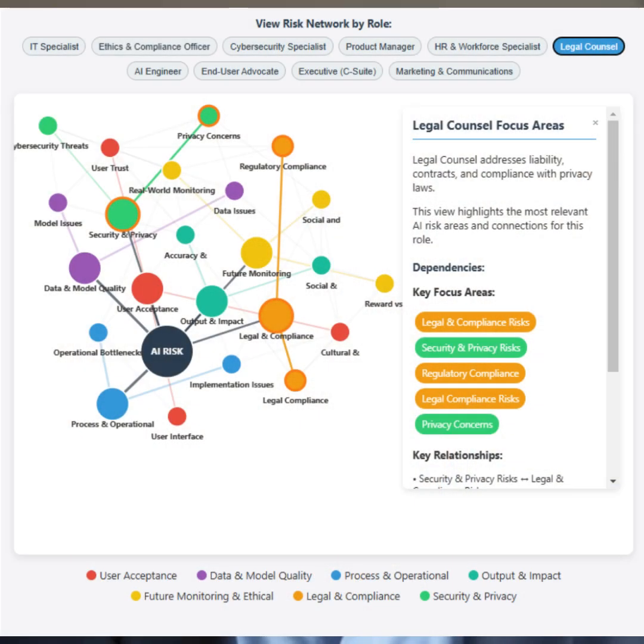Speaking of regulatory changes, how does your model help legal teams and compliance officers stay ahead? Legal teams can use the model to map out compliance requirements across different jurisdictions and industries. It also helps them understand how legal risks intersect with security, ethical, and operational concerns.